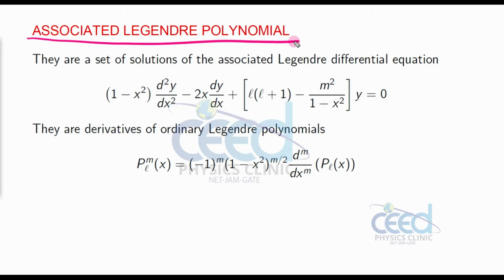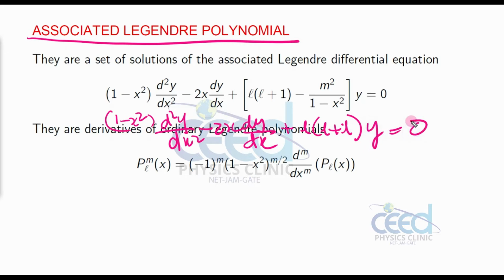The difference from the Legendre polynomial is this. The Legendre differential equation we have studied as (1 minus x square) d square y by dx square minus 2x dy by dx plus L(L plus 1) y equal to 0, right? So here we have an additional term, minus m square divided by 1 minus x square, right? That is with the solution.